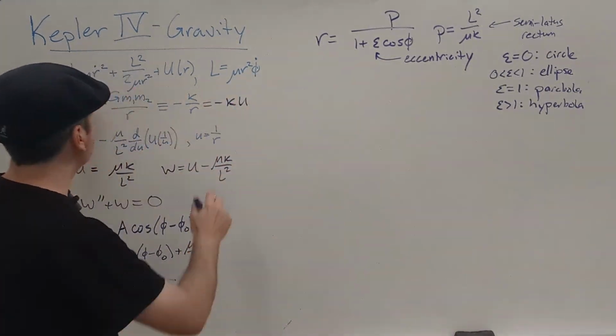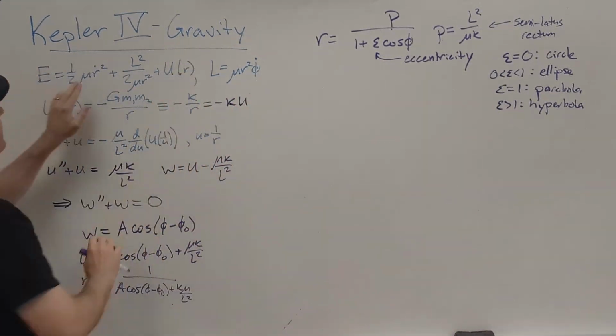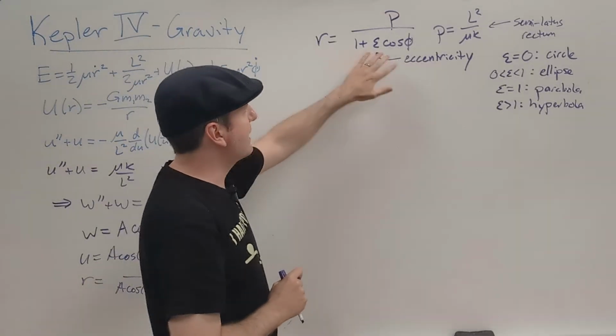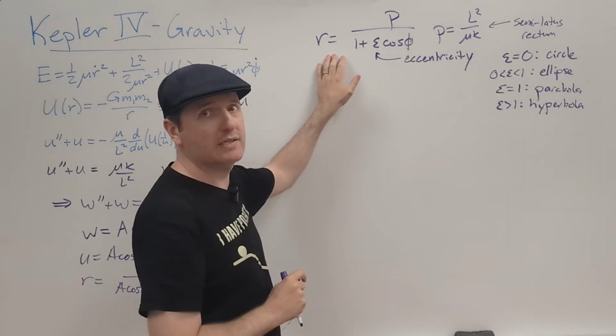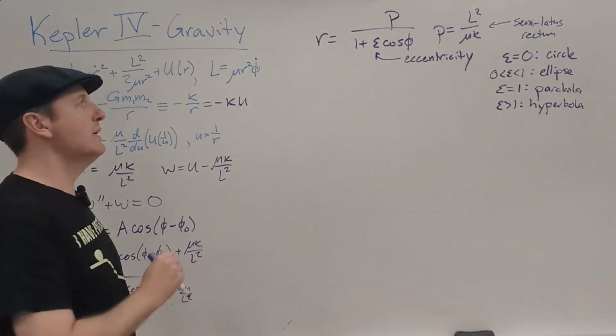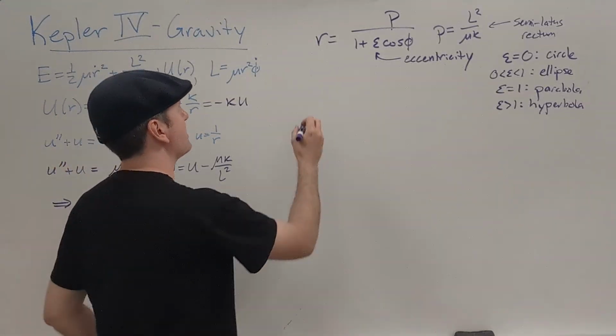Okay, to do that, I do want to go to my energy equation here, but I've got an r dot. And unfortunately, r dot is not easily found from this because this is my orbit. This is r of phi, not r of time. Luckily, the chain rule comes to our assistance once again.